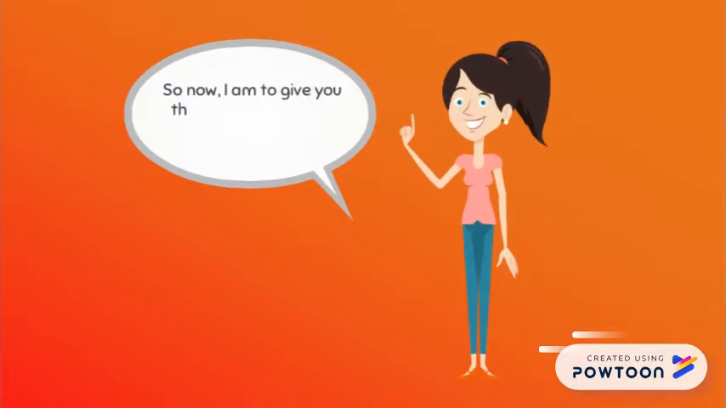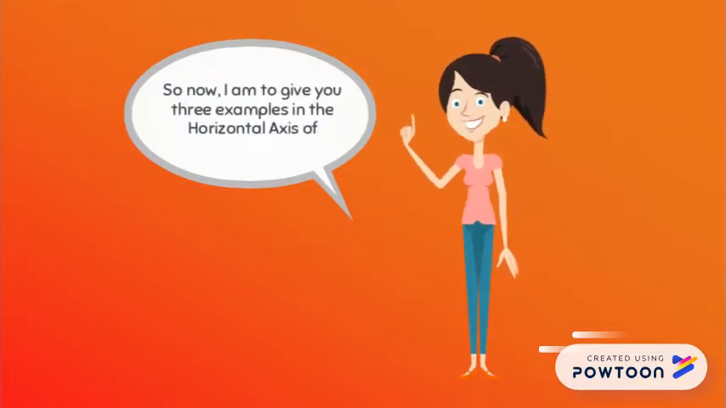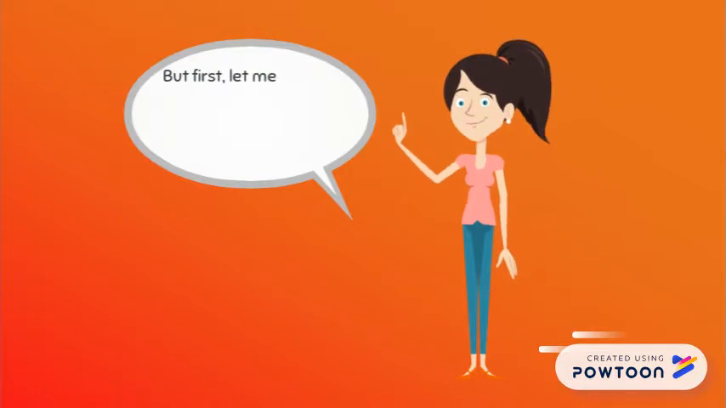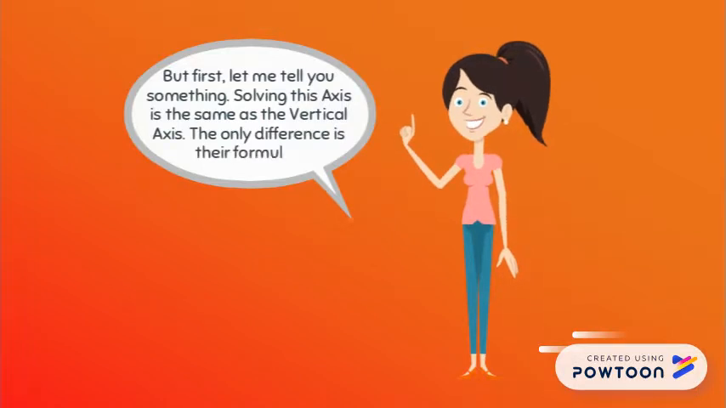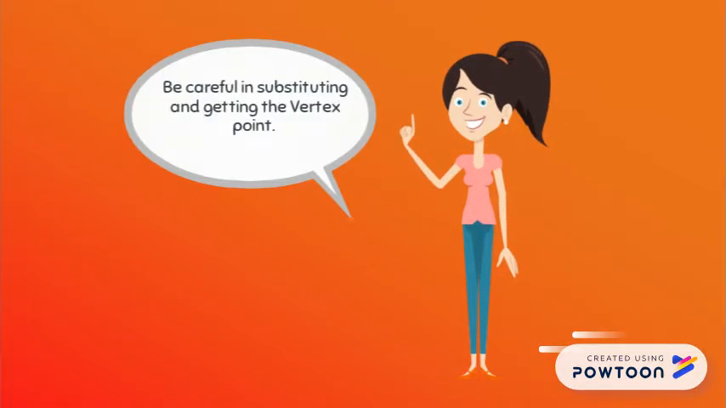So now I am to give you 3 examples in the horizontal axis of symmetry. But first, let me tell you something. Solving this axis is the same as the vertical axis. The only difference is their formulas. Be careful in substituting and getting the vertex point. So let's start.